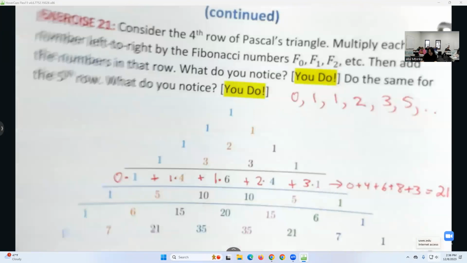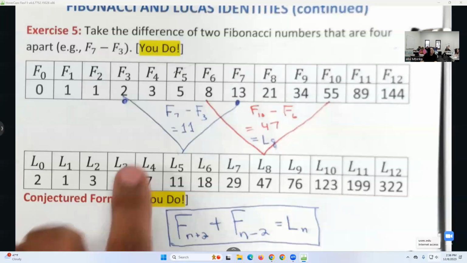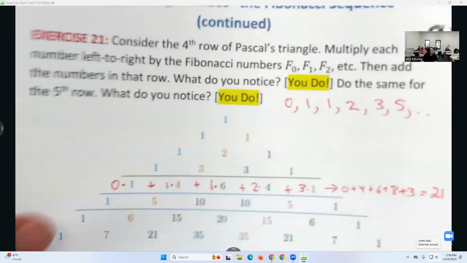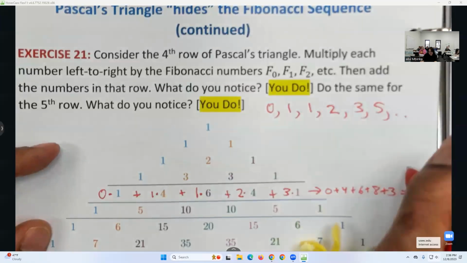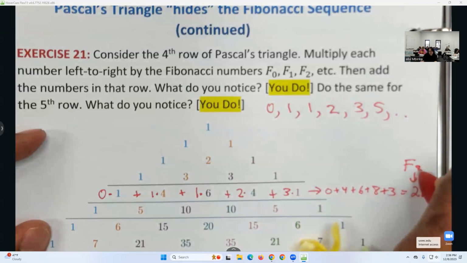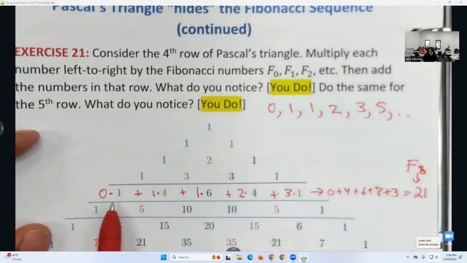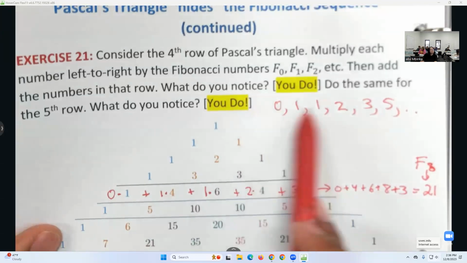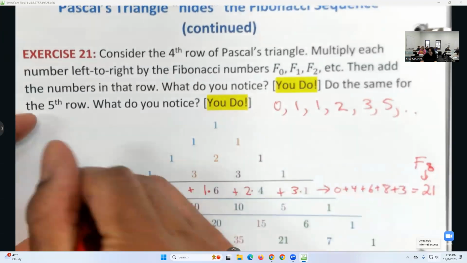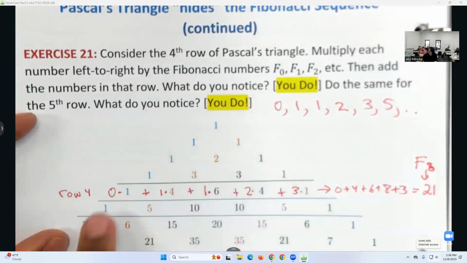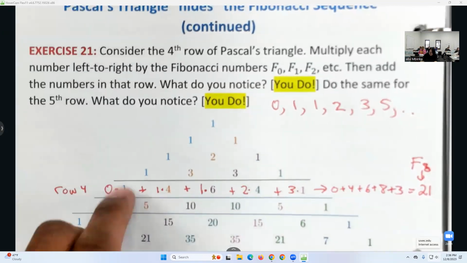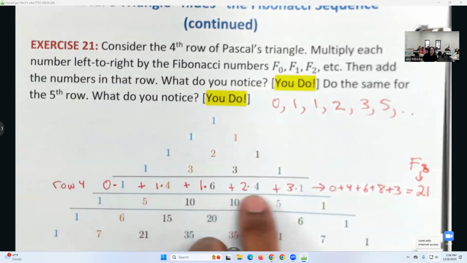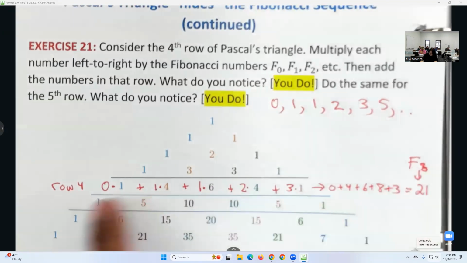Well, which Fibonacci number? We go back to our table. F8. So this is F8. F8 appeared from summing the fourth row of Pascal's triangle and multiplying it left to right with Fibonacci numbers. So this is row 4. Row 4 is a weighted sum. This is called a weighted sum when we attach weights, Fibonacci weights, on each number by multiplication. We get F8 from the fourth row.